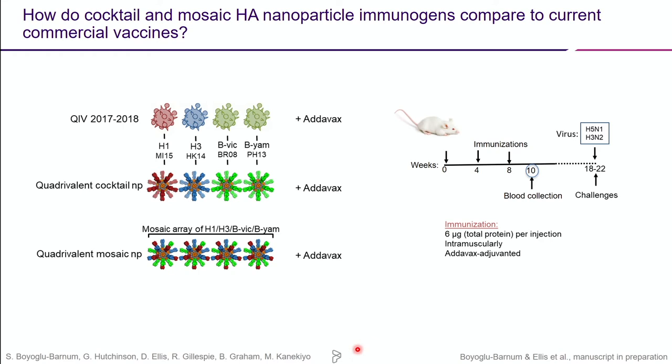So the immunization studies we've been doing compare the quadrivalent mosaic particle to the cocktail, and then we also compare to current commercial vaccines. We want to benchmark against those and see how we're doing. And so I'll show some data from mice and non-human primates that we've got.